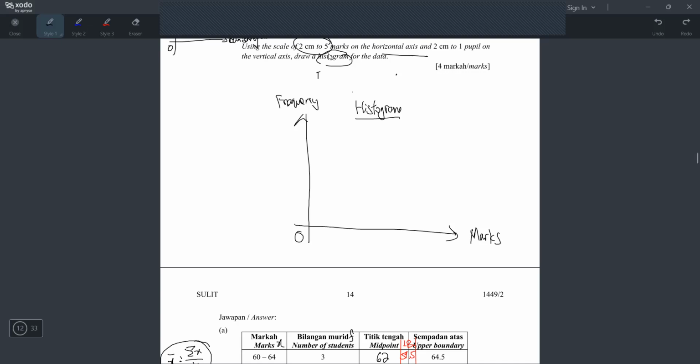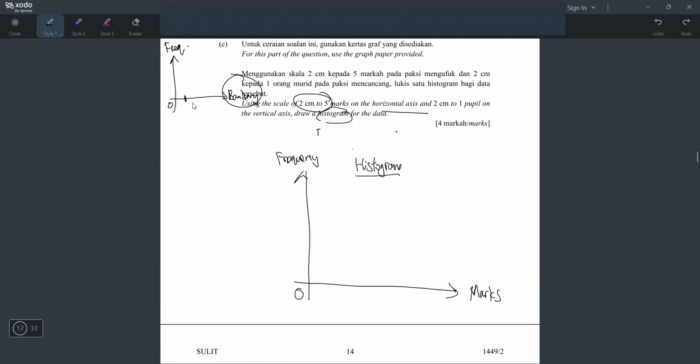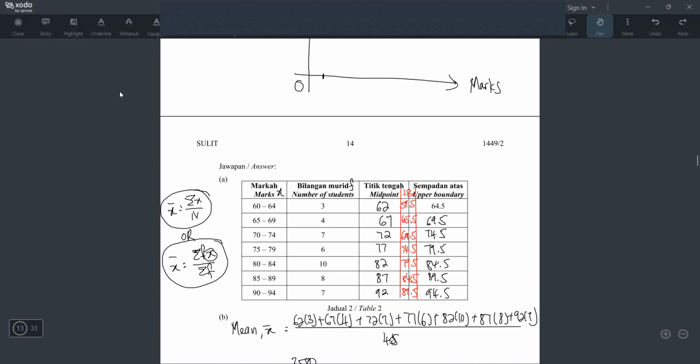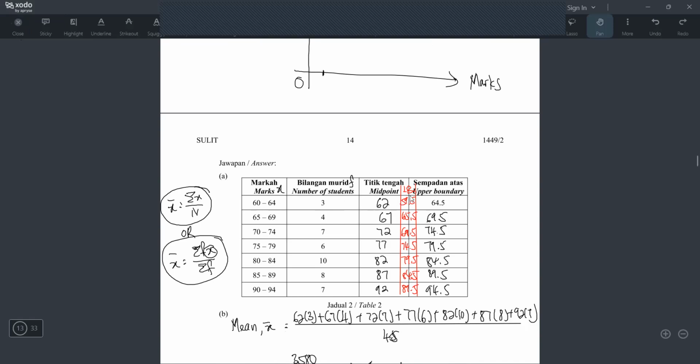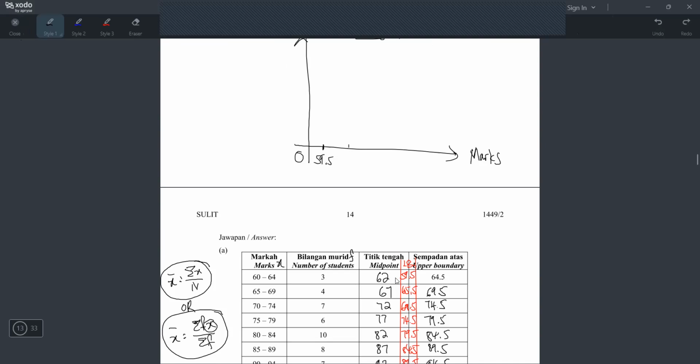Kalau dia kata 2 cm to 5, you tak boleh terus plus 5. Because this is histogram. Histogram kena guna boundary dekat x-axis. So the first one here, you cannot start from 5. You have to start from the first class punya lower boundary, which is 59.5. You kena start from 59.5 sini. Lepas tu baru plus 5. Lepas tu baru 64.5. Okay, ini saya silap. This is supposed to be 64.5. Sorry. Okay, let me fix it. This is red color, 64.5. Okay, so lepas tu baru 64.5, lepas tu baru 69.5, 74.5, 79.5, 84.5, 89.5.